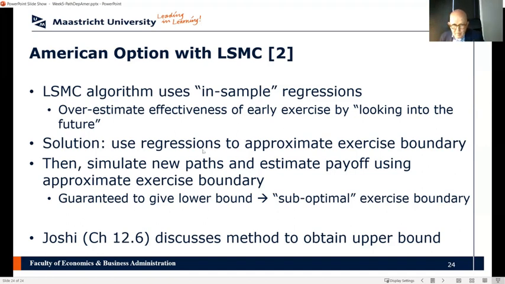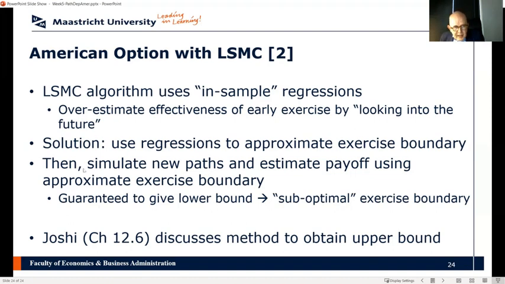And then to avoid that you pollute your estimate with this looking into the future, you basically keep this exercise boundary, but then you re-simulate a new set of paths. And then you say, using this new set of paths, combined with my old exercise boundary from the previous round, simply evaluate the payoff on this exercise boundary. So I'm not doing any regressions in this second round. I am basically redoing my simulation and evaluating the payoff based on my exercise boundary from the previous round.